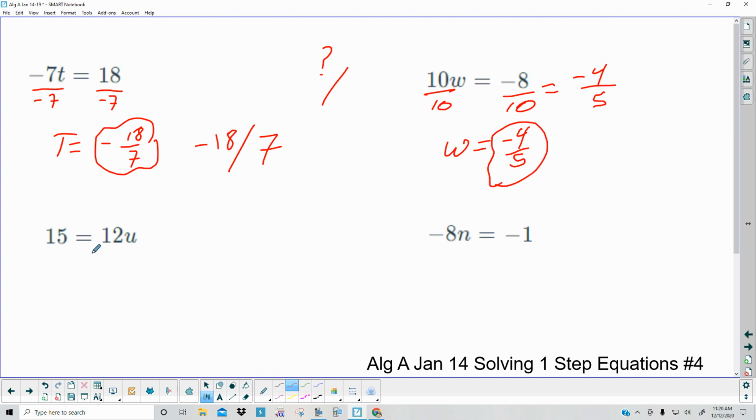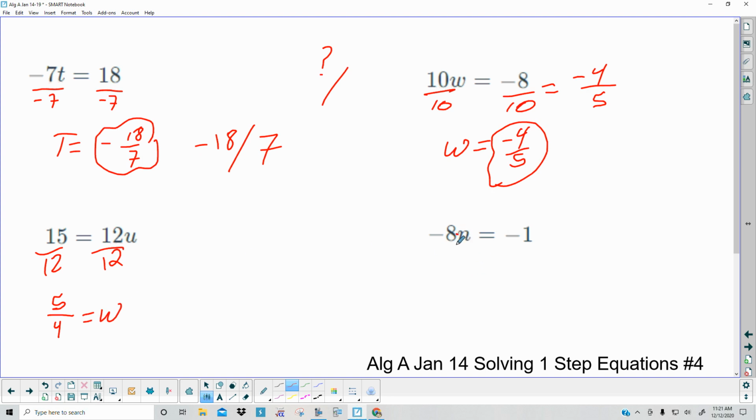Okay. Divide by 12, and you have to reduce. There's a 3 that will divide into both of these numbers. 3 goes into 15 5 times. 3 goes into 12 4 times. And that's your answer.